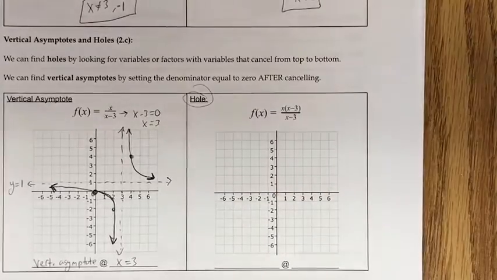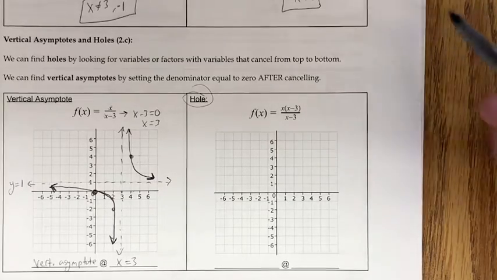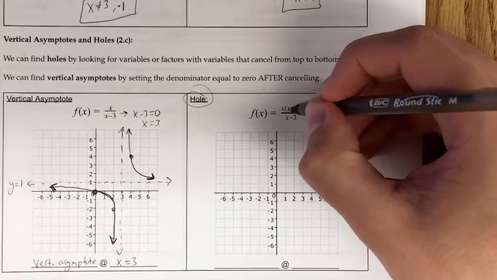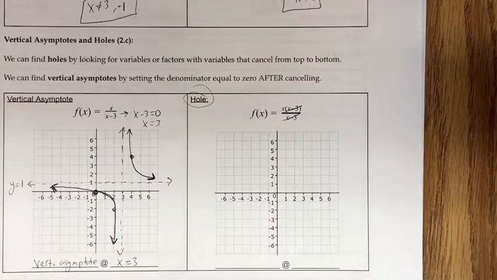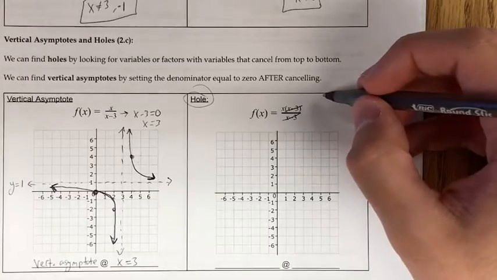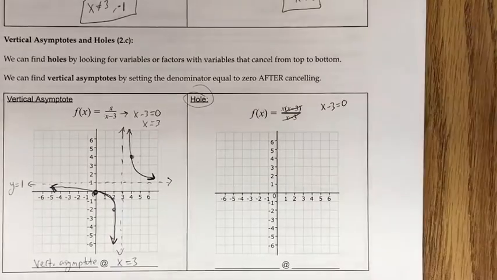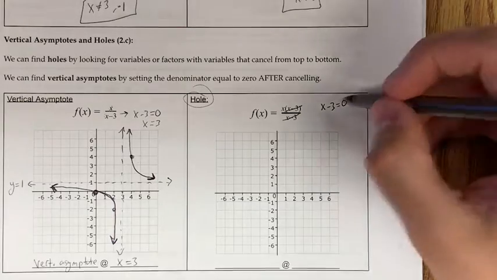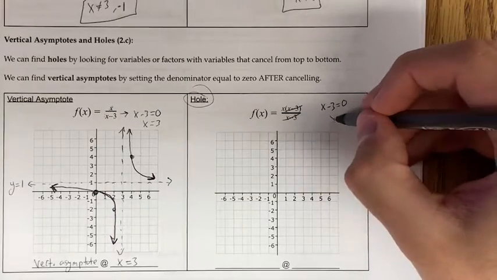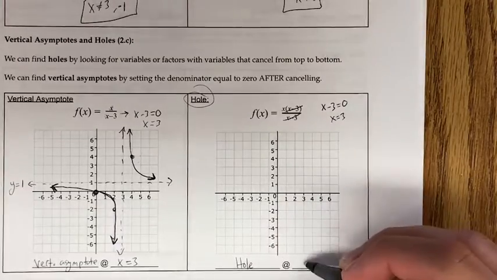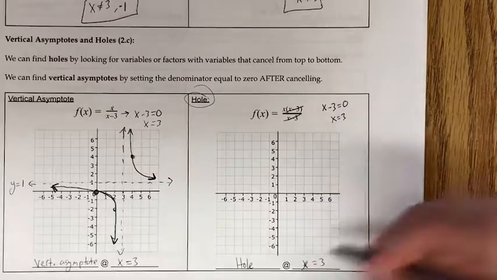It's kind of told you there. But remember, to look for holes, you look for variables or factors that can cancel from top to bottom. So as we're looking here, in this case, we have an x minus 3 and an x minus 3 on top and bottom. So to determine where the hole is, you set your canceled piece equal to 0. So in this case, x minus 3 equals 0. We have x equals 3. So what that means is there is a hole at x equals 3.